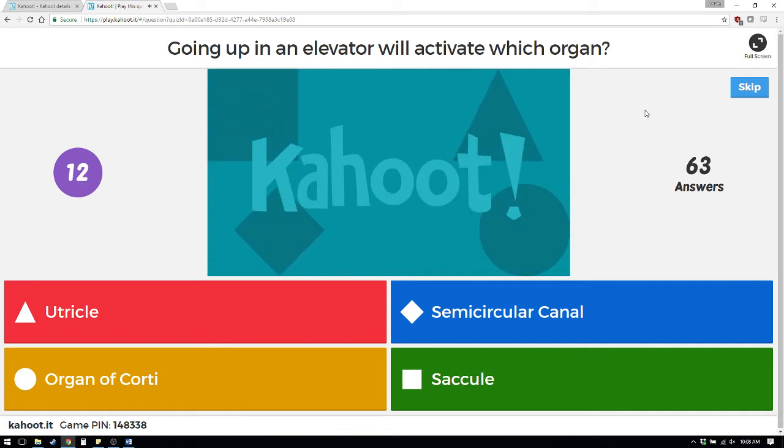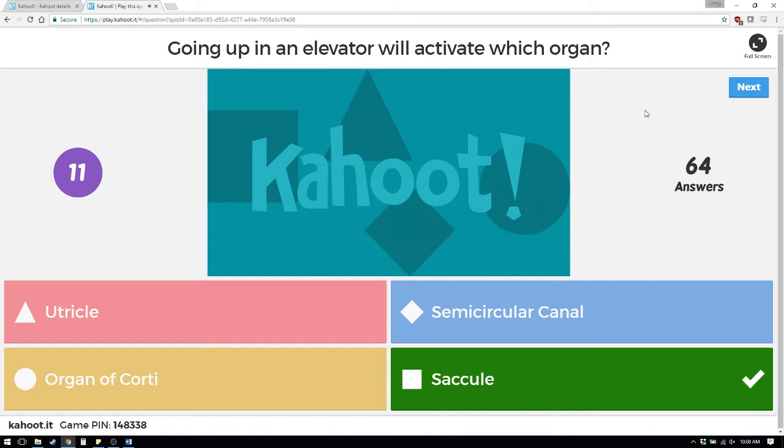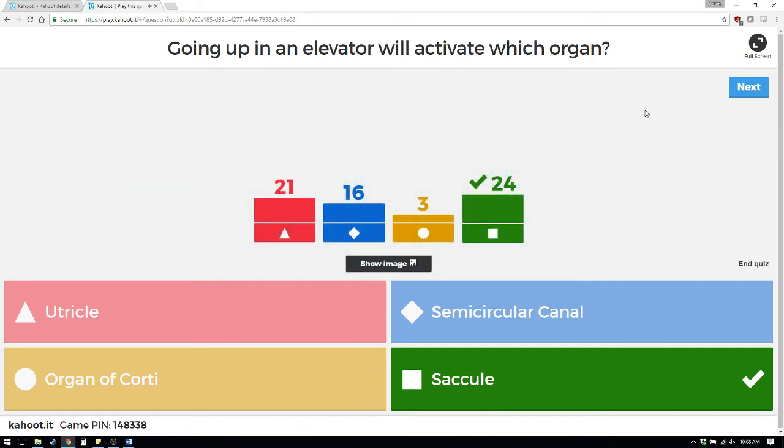All right, the answer is the saccule. So remember, if you're looking at the vestibular apparatus, looking at the saccule, that is the one that's going to be kind of oriented vertically, right? So that one, because you guys remember those nice calcium carbonate crystals that kind of move in response to that linear acceleration.